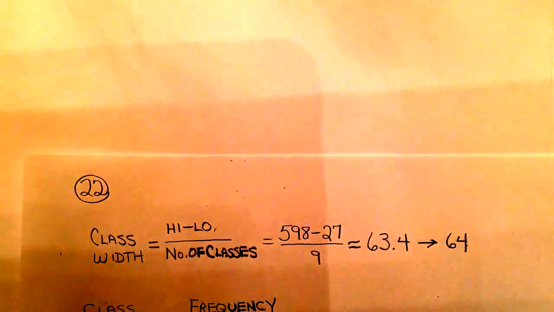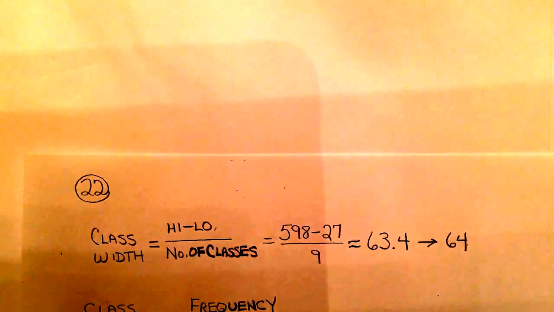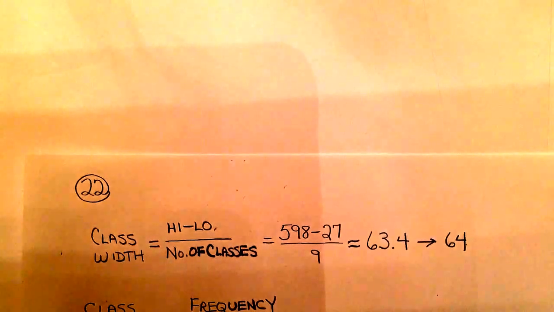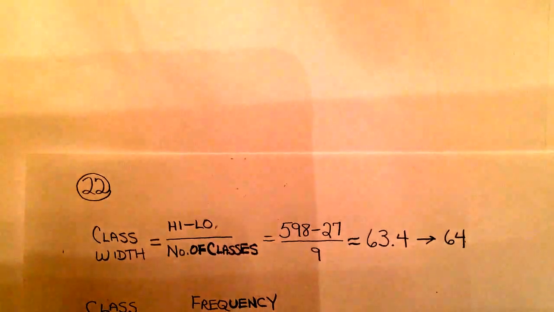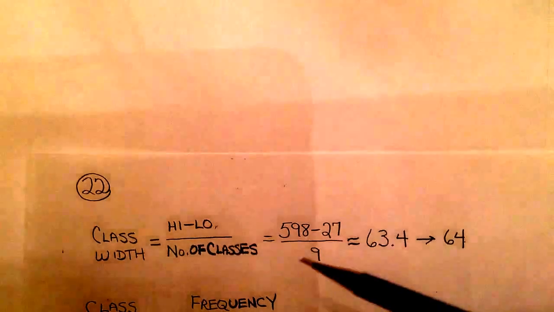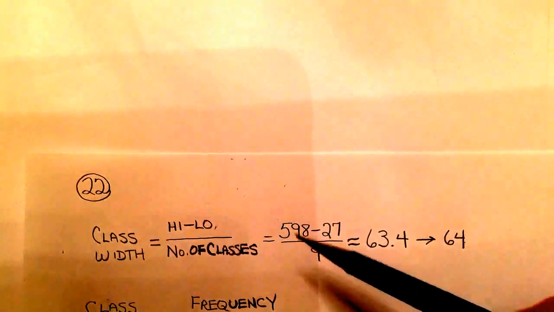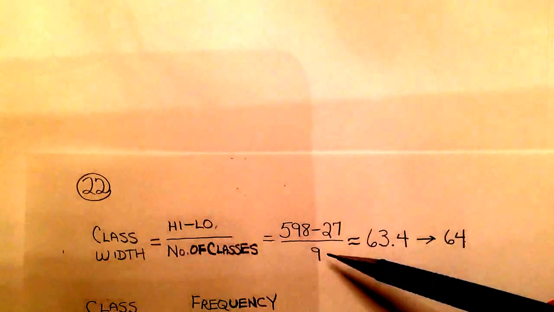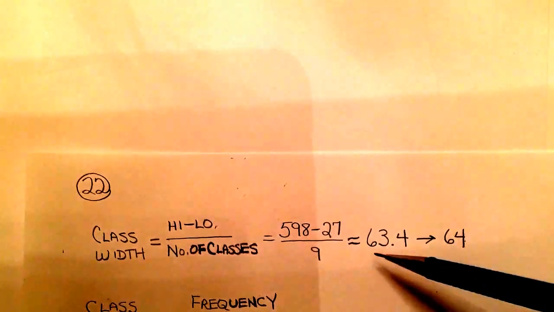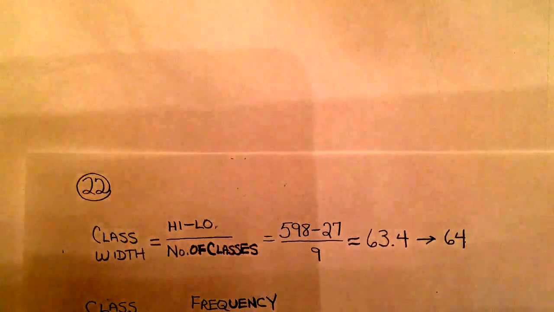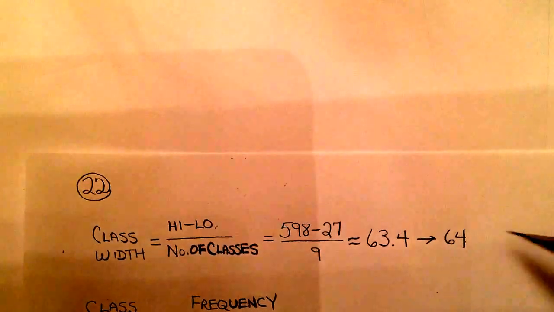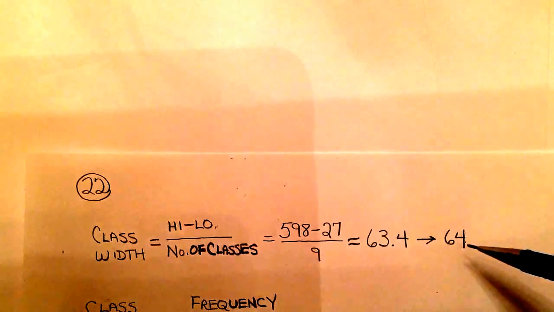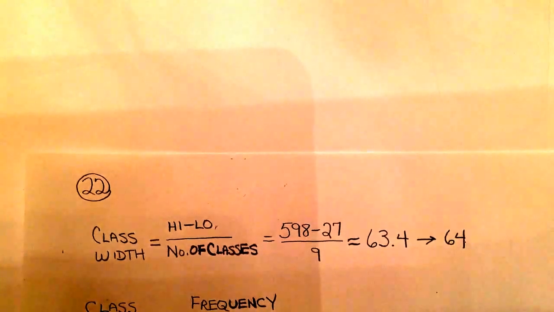Now, for establishing the class width, you're taking the high value and the low value, taking the difference, and dividing by the proposed number of classes, which again is 9. The difference between the high and the low values is 571, and as you divide by 9 we come out to 63.4. Even if this had been a whole number, you would still go up to the next whole number. And for this particular problem, we have established that the class width is going to be 64.